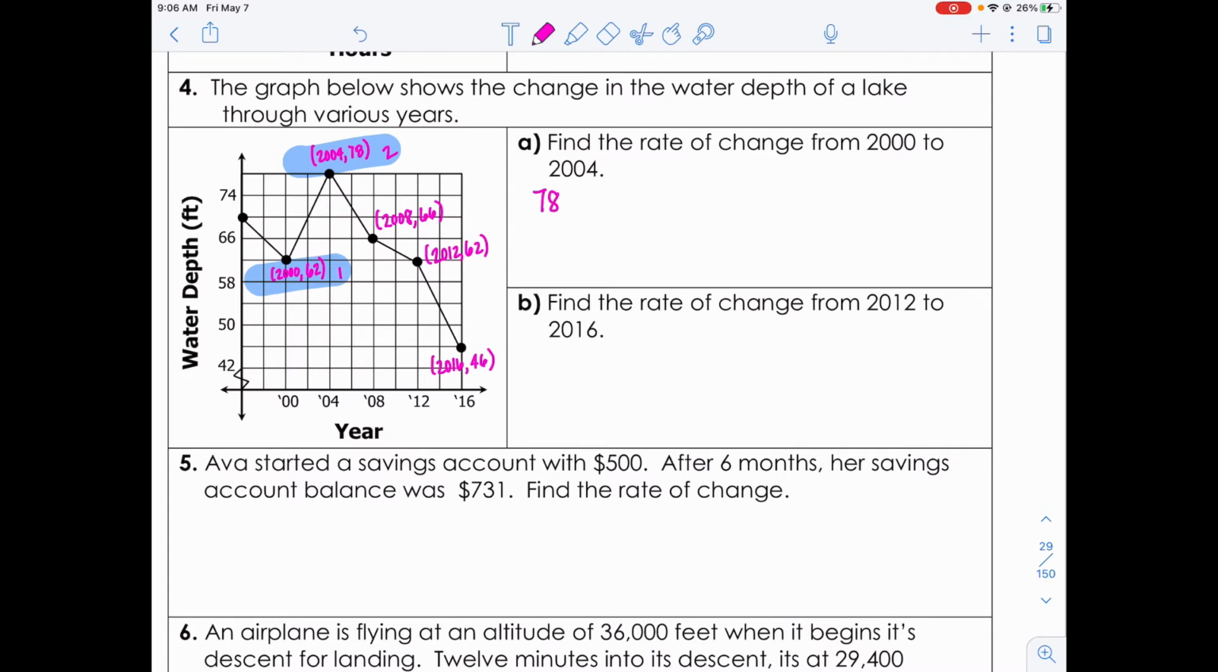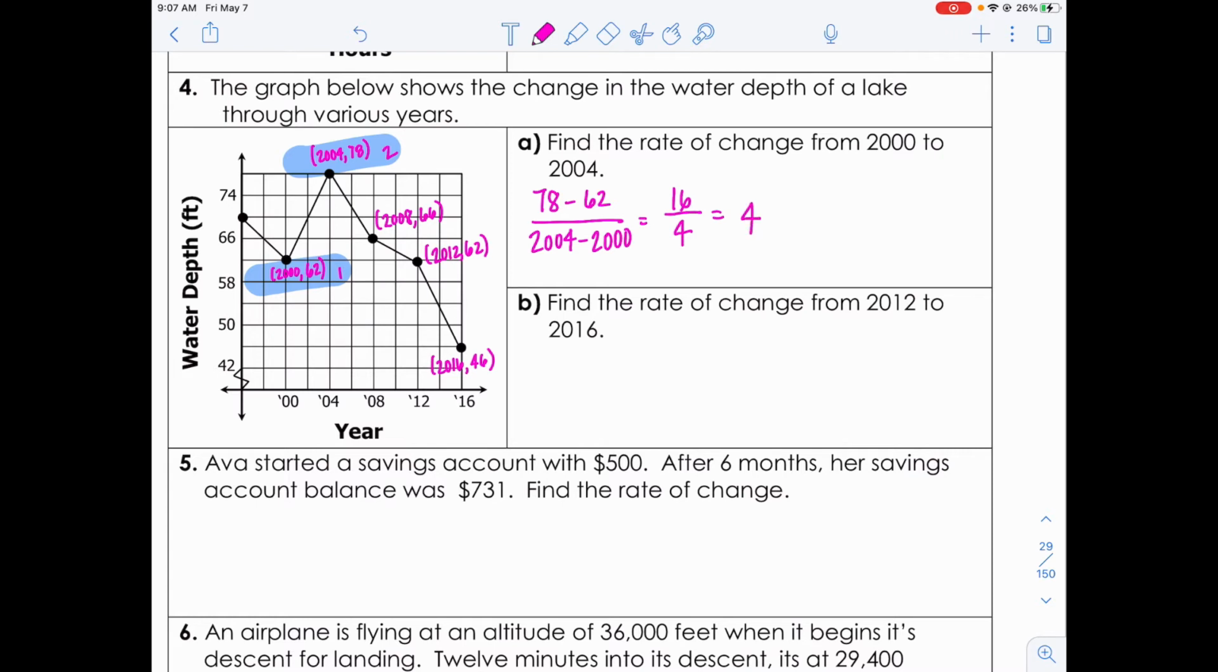78 is my y2 minus 62, which is my y1, over my x2, which is 2004, minus my x1, which is the year 2000. Subtract, 78 minus 62 is 16 over, excuse me, over 4. 2004 minus 2000 is 4. 16 over 4 is divided out to 4.